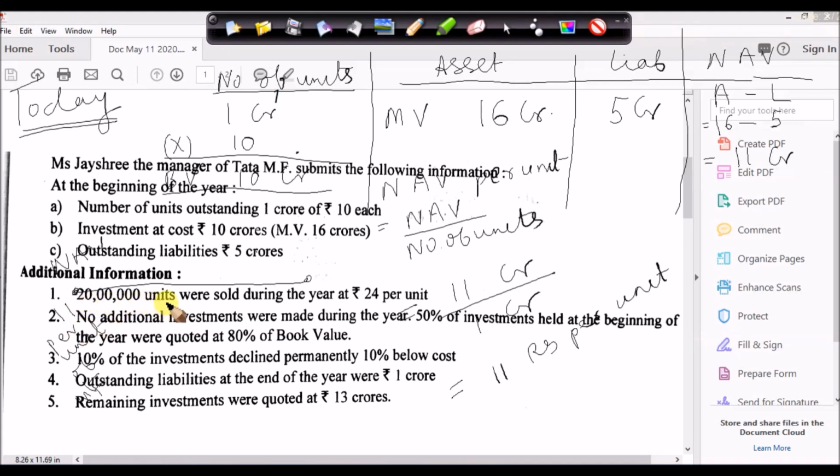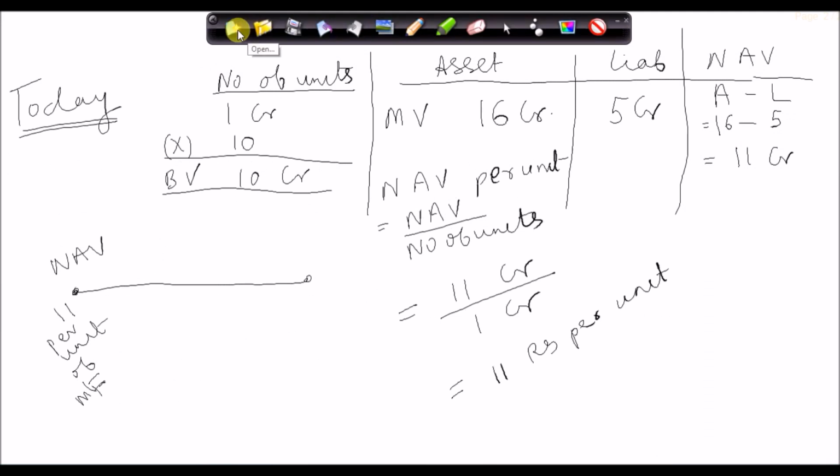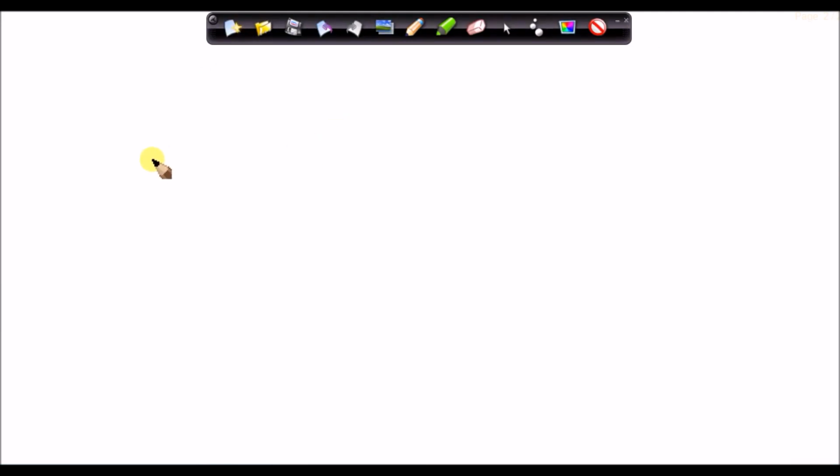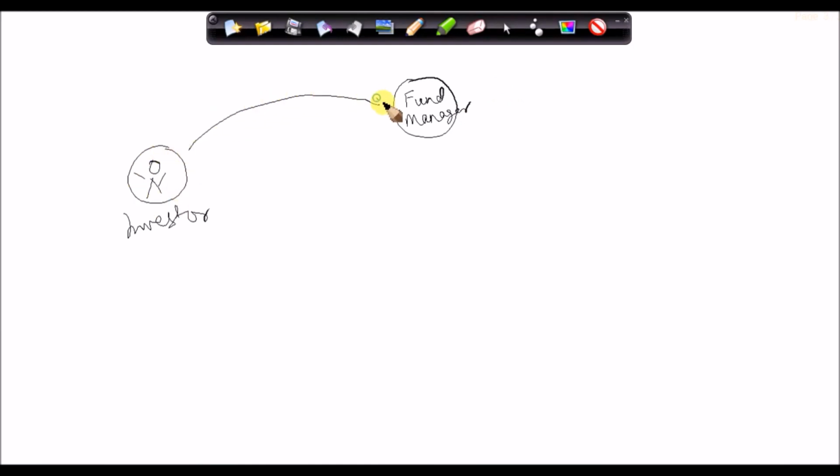Now 20 lakh units were sold during the year at 24 per unit. So what does that mean? See, this is a particular investor, and say this is a fund manager. Now students, see what I am doing. The investor is going to pay money to the fund manager, and the fund manager is going to give units to the investor, and the investor is going to pay cash to the fund manager.